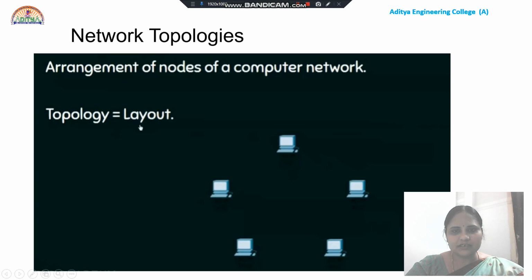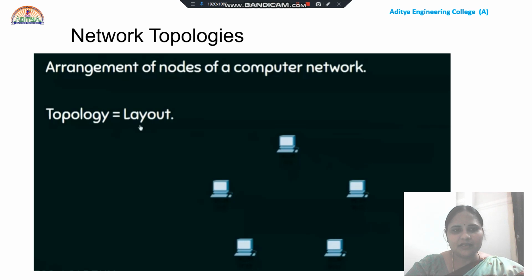See, if you observe here, different computers are sitting and this definitely requires some kind of topology connectivity. The arrangement should be done in such a way that the nodes can communicate with each other effectively. So this is what a topology is. A topology defines the layout and it guides us on how to arrange the nodes of a computer network.